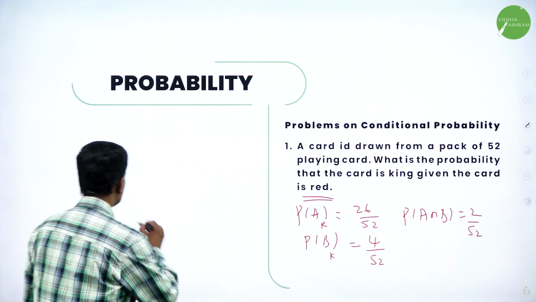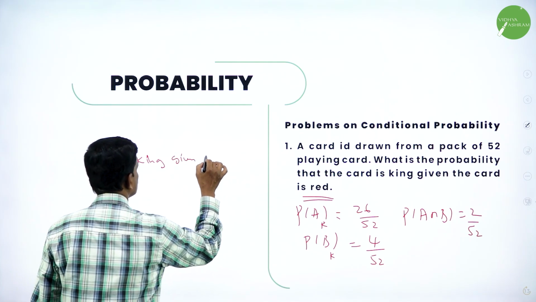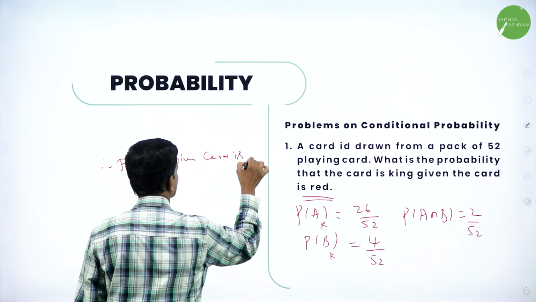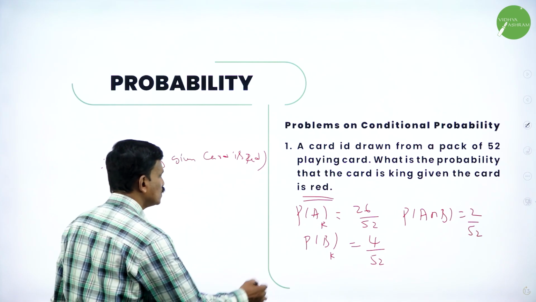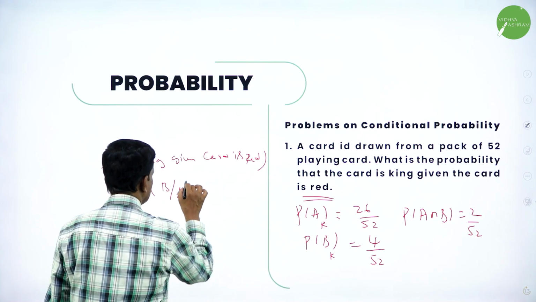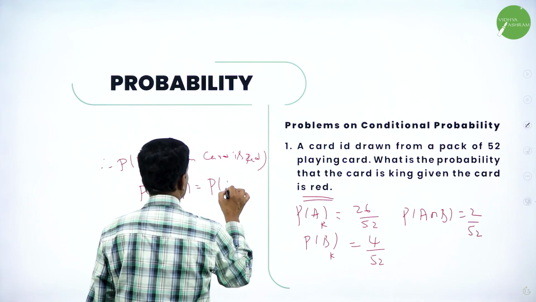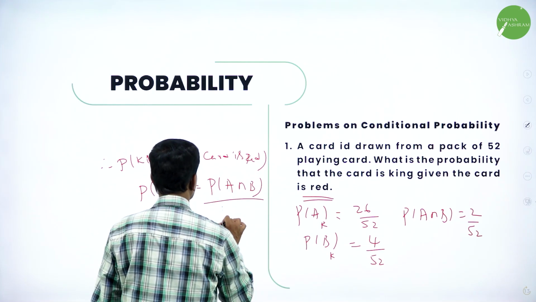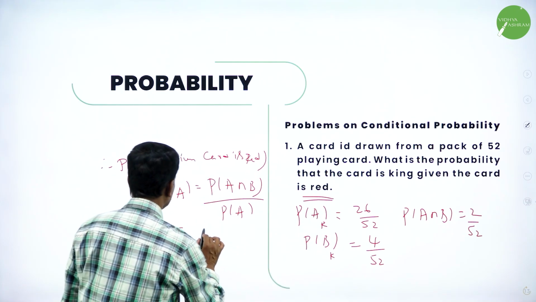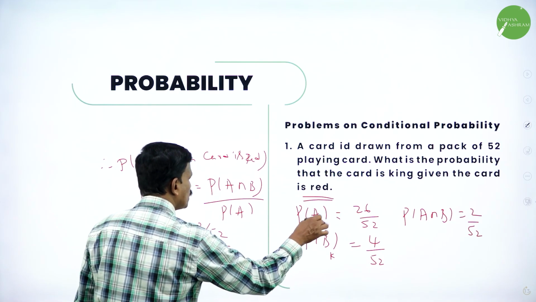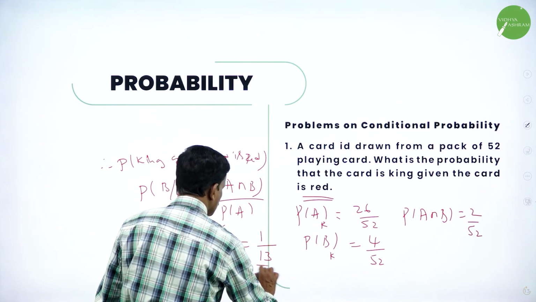So what is to be found? The probability of king given the card is red. This is denoted as probability of king card given that A is red, which means probability of B by A. You know the formula for probability of B by A: probability of A intersection B divided by probability of A. That is 2 divided by 52 divided by 26 divided by 52. These two get cancelled. 1 by 13 is the probability.